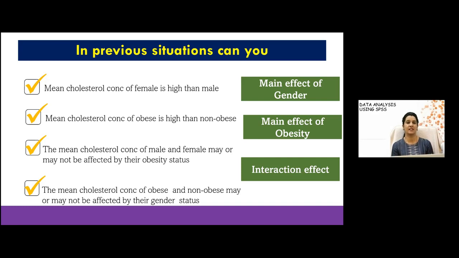Are these case scenarios clear to everyone? We'll again repeat it when we see the data, but are you clear up till this point regarding the main effect of gender, main effect of obesity, and what is happening when there is an interaction?